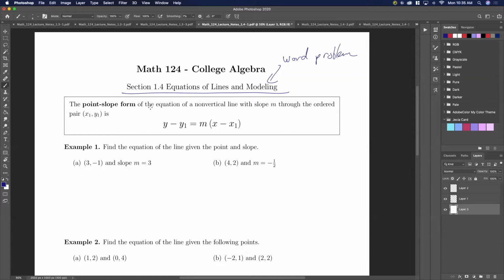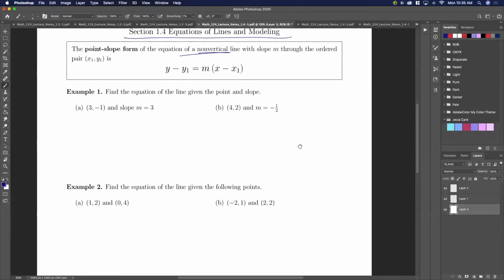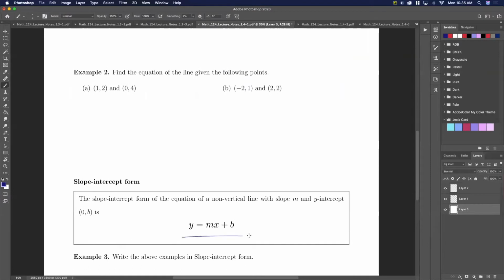So here we have the point slope form of an equation. So this is of a non-vertical line. Notice this needs to be non-vertical. If it was a vertical line, we have an undefined slope and we can't use this. The point slope form is probably not the one you've seen the most. The one you've probably seen the most is slope intercept form, right? And this is what we just showed, right? Here's my slope, here's my intercept, and you know how to graph this.